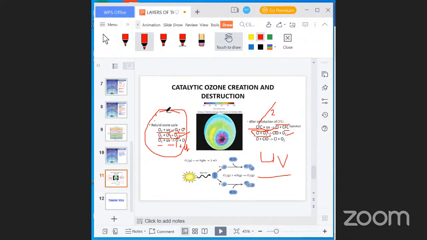So this is the natural ozone cycle, and after the introduction of chlorofluorocarbons, these are the equations and natural cycles. O2 plus ultraviolet, we are mixing up ultraviolet.